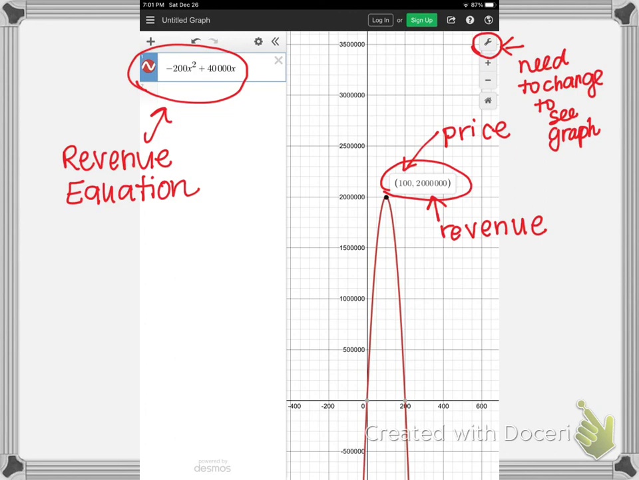Okay, I know this video is a little bit longer. I apologize, but I hope that it helped you figure out what a revenue equation or function is, what an expense equation or function is, and how supply and demand work in regards to businesses.